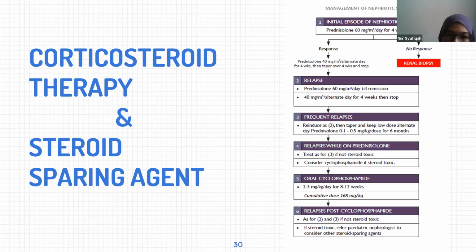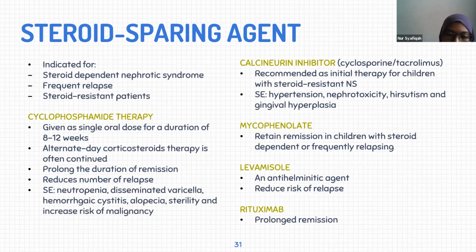So now let's see steroid sparing agents. Who are steroid sparing agents indicated for? They are indicated for steroid dependent nephrotic syndrome, frequent relapsers, and steroid resistant patients who have signs of nephrotoxicity or steroid toxicity. So the first one, the most common, is cyclophosphamide therapy, where it is given as a single oral dose for a duration of 8 to 12 weeks.